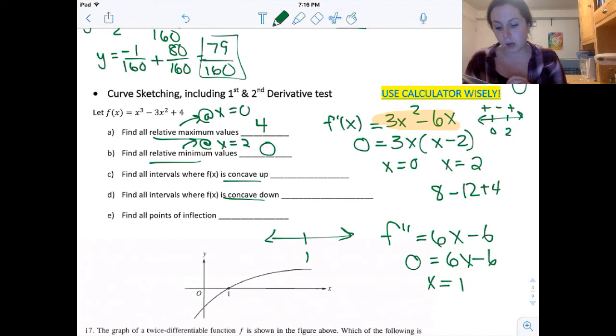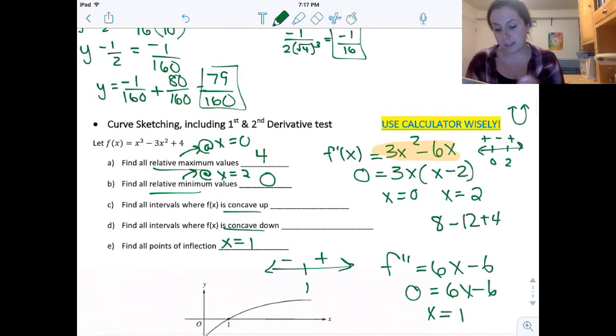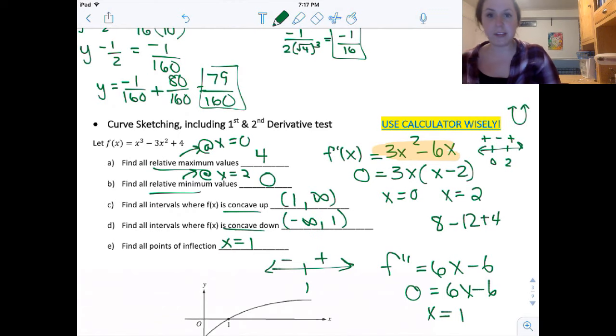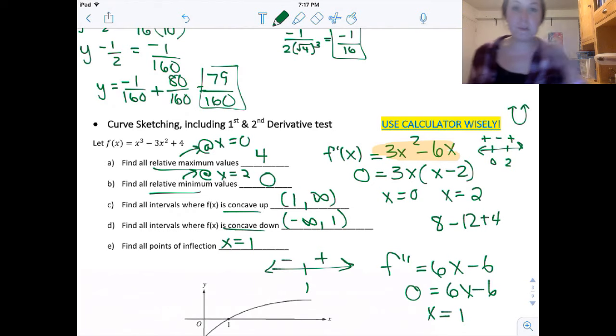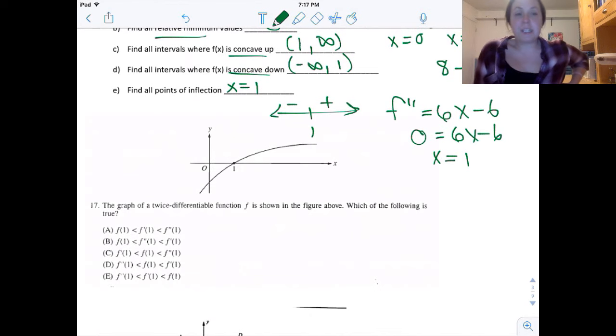So this does change from negative to positive here. And because of that, this is the point of inflection at x equals 1. And intervals where it's concave up would be when your second derivative is positive, and concave down where your second derivative is negative. So that's sort of a basic overview of all the curve sketching stuff. And I know that's not so difficult, but let's look at a couple multiple choice and make sure we're feeling okay with this.